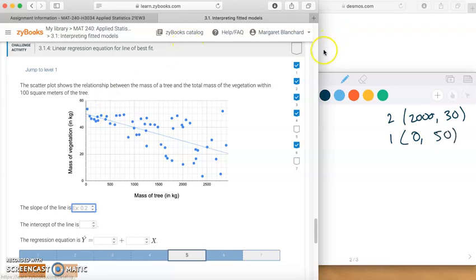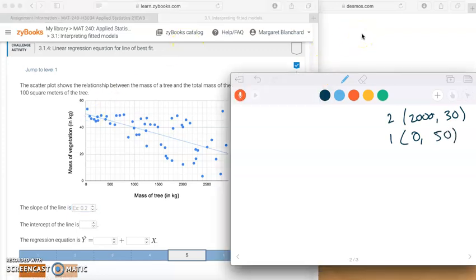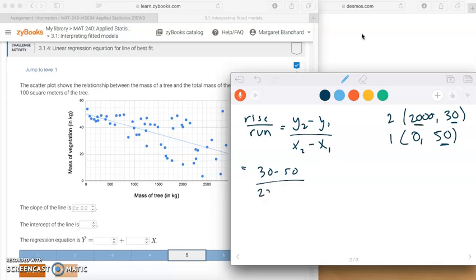All right. So let's come over here to our little worksheet. We have rise over run again. Remember that's y2 minus y1 over x2 minus x1. So that equals, remember this is our y2 and y1, 30 minus 50. And then this is our x2, 2,000 minus 0, because it's our x1. Remember, we want to get a negative number here.